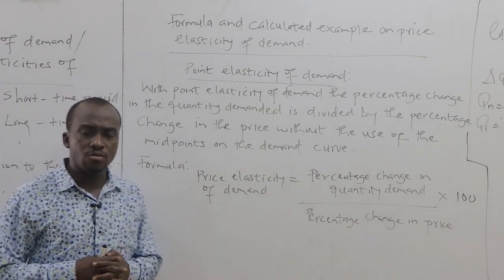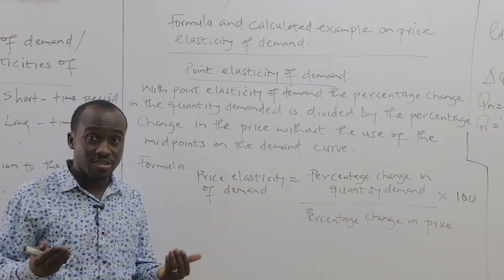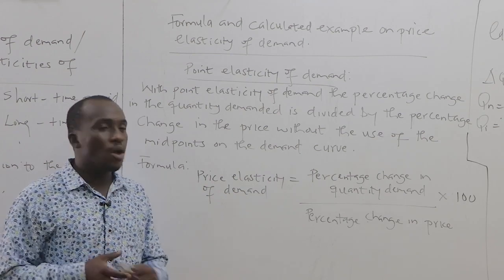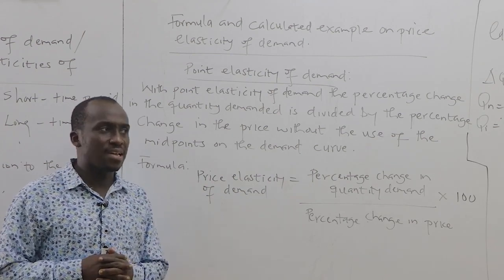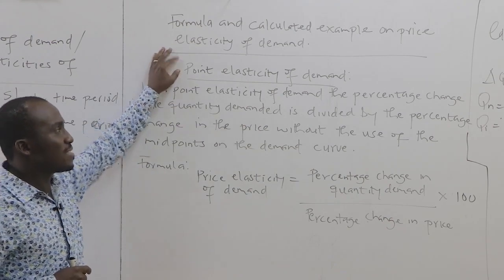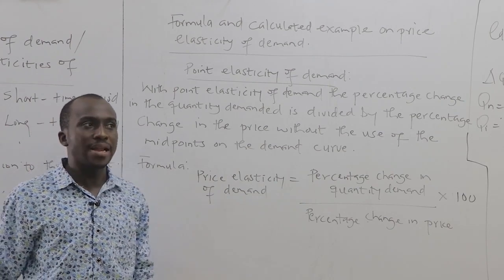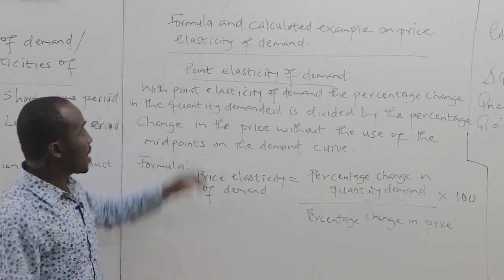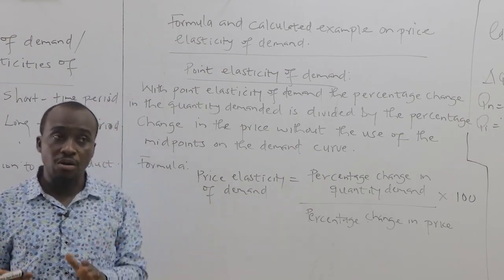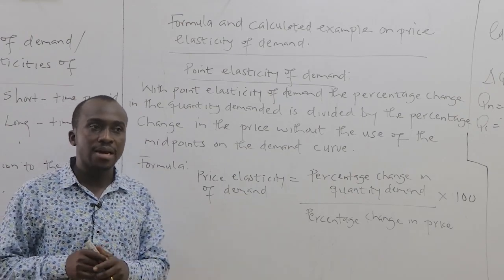So you're going to learn how to calculate price elasticity of demand. In most WASSCE questions, you are supposed to calculate the price elasticity of demand. We have two approaches to calculating it: the point elasticity of demand and the arc elasticity of demand. Right now, we're going to first take the point elasticity of demand and understand it. After that, we move to the arc elasticity of demand, and you understand how it's used.